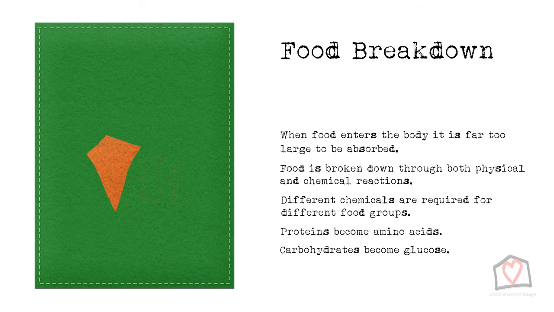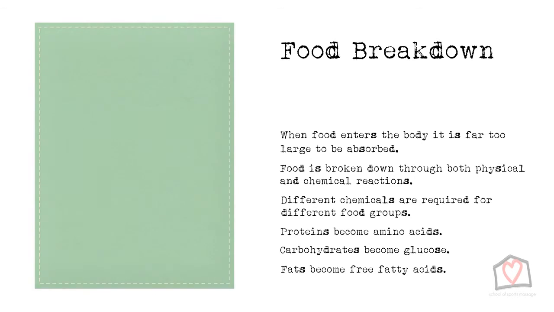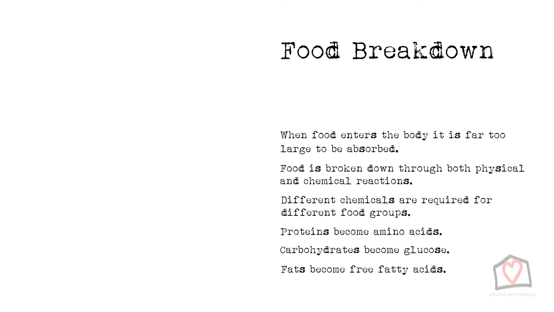Carbohydrates are broken down into their simplest form, glucose, and fats become free fatty acids. These can then be absorbed by the body and easily transported to their required location, where the body will use it as fuel, manipulate and build with it, or just store it until required.